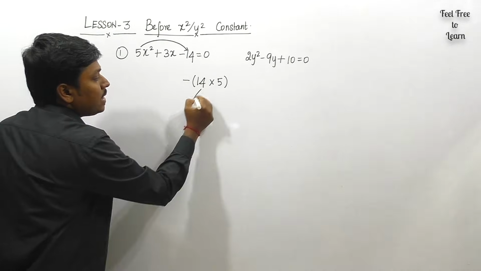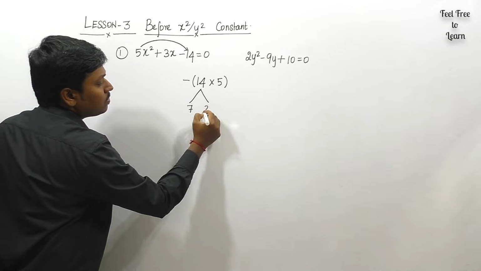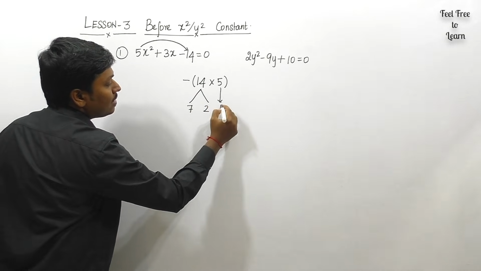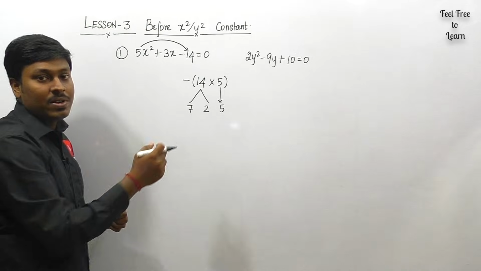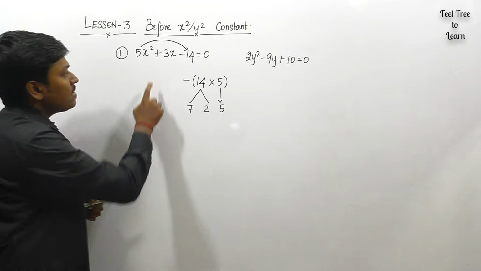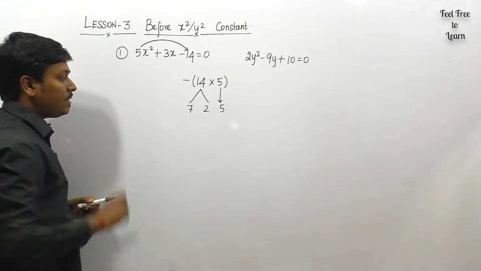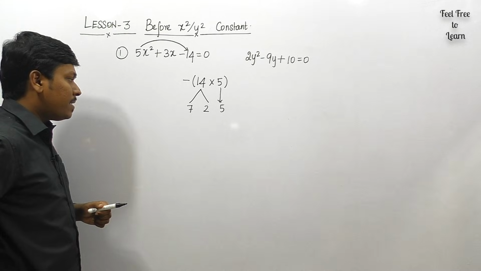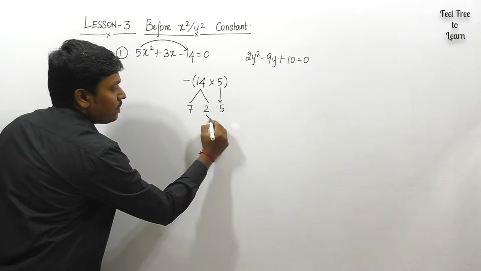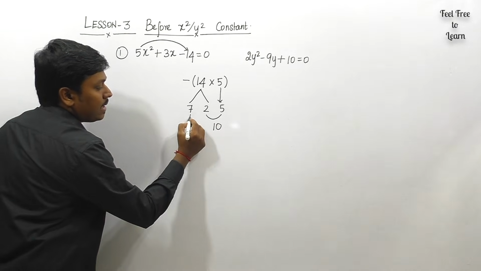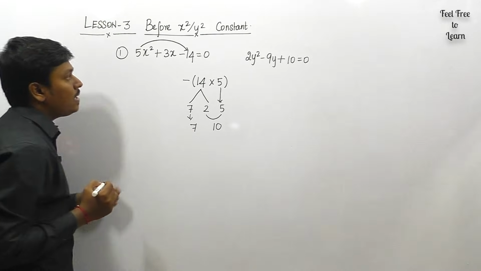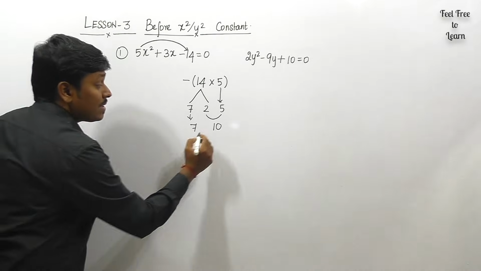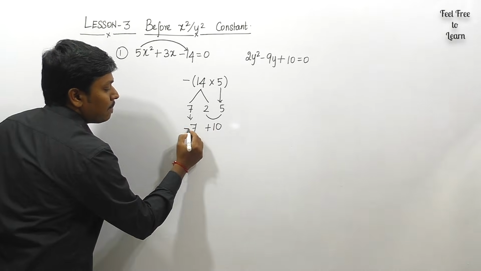Now split this 14 as 14 can be written as 7 into 2. So bring this 5 to the denominator. These are the techniques that we already saw in lesson number 2. So friends, our target is to bring plus 3, right? So if I need to bring plus 3, listen here friends. So 5 into 2 will be 10, right? And here it is 7. So finally, our target is to bring plus 3. So this can be written as plus 10 and minus 7.